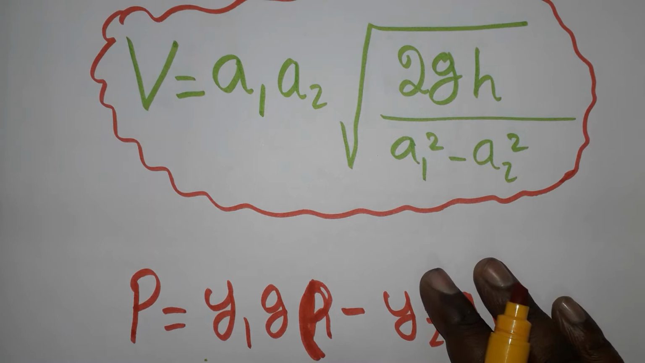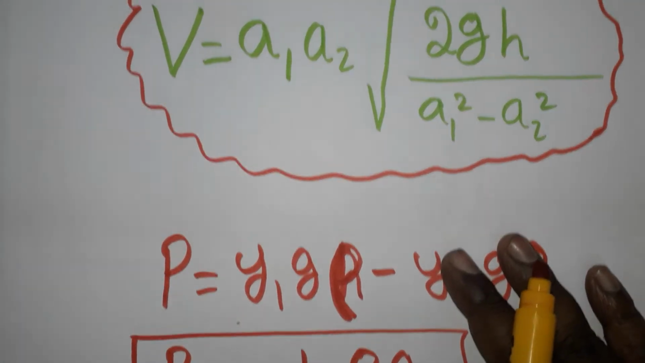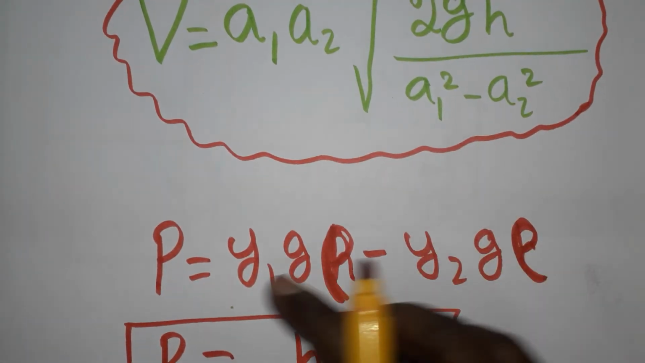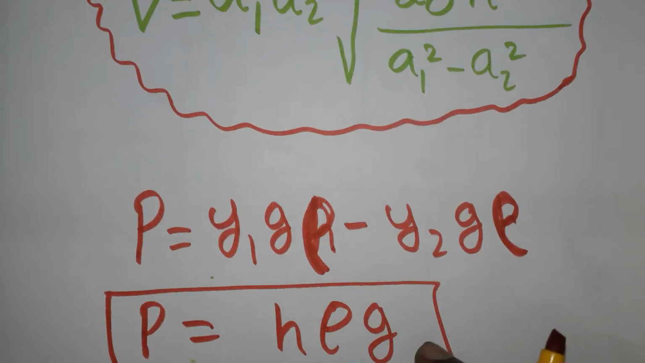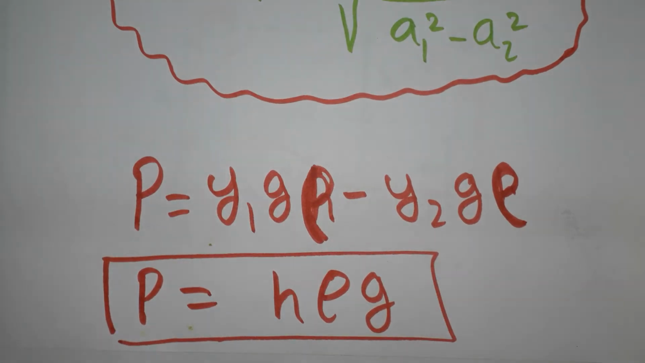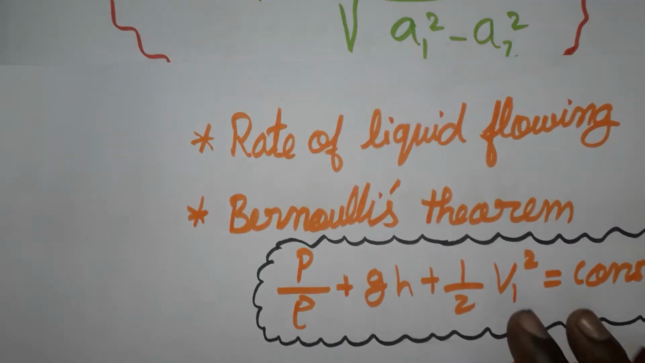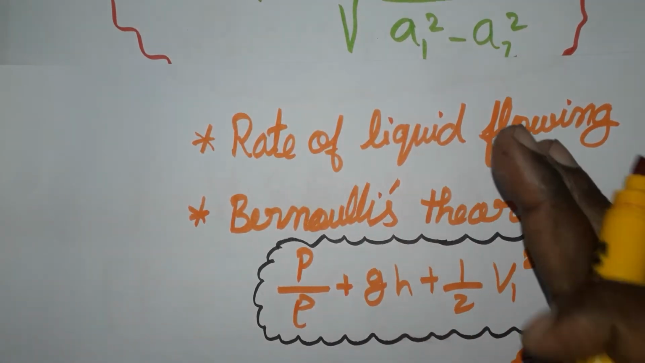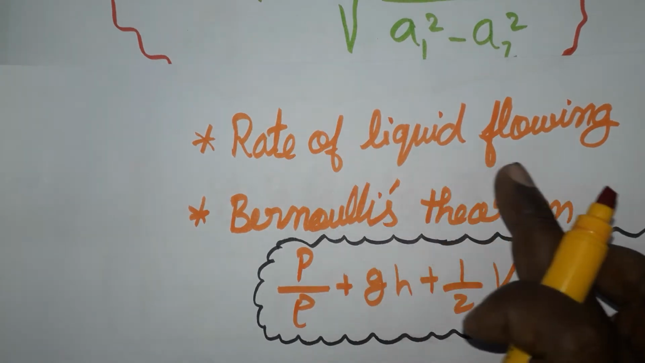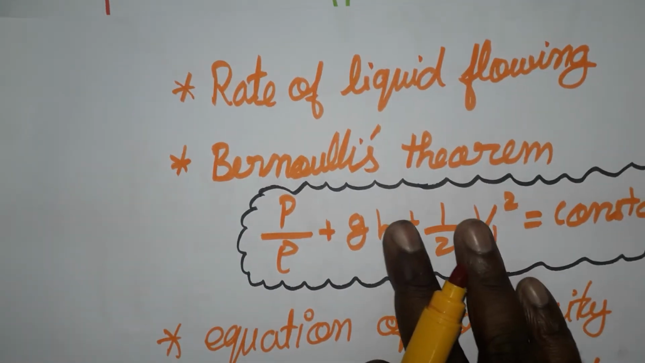Then, if you want to learn this equation, you need to know how the pressure difference is going to be H rho G. This equation you should know. Then we will see what a venturimeter is. A venturimeter is a device that helps to measure the rate of flow of liquid. It works under Bernoulli's theorem.